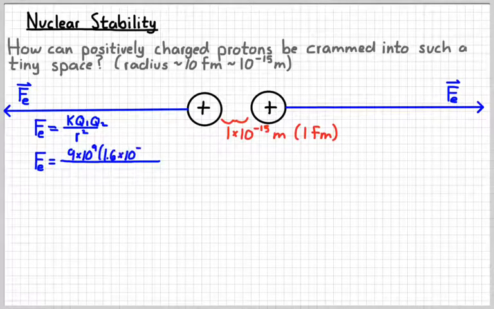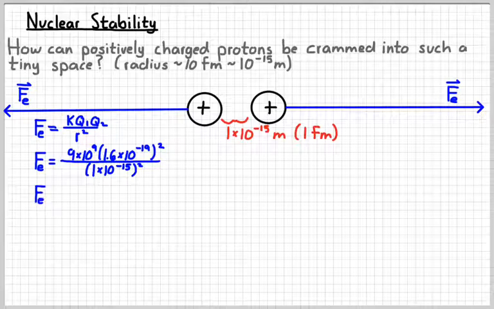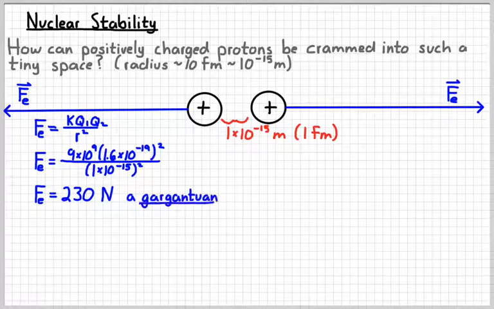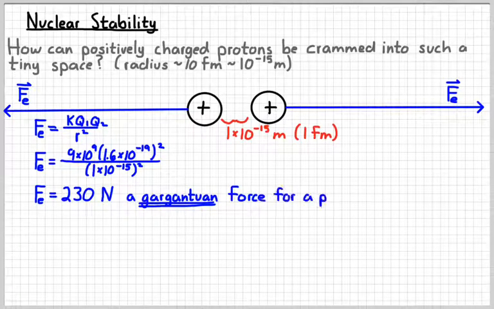The elementary charge, again, 1.6 times 10 to the negative 19th. It's two of them, so squared. And then over that small distance of about a femtometer, would give you a force of 230 newtons, which doesn't seem like a lot to you, but to a proton, that is a gargantuan force. I've always liked that word, gargantuan, so rarely have a chance to use it in a sentence.